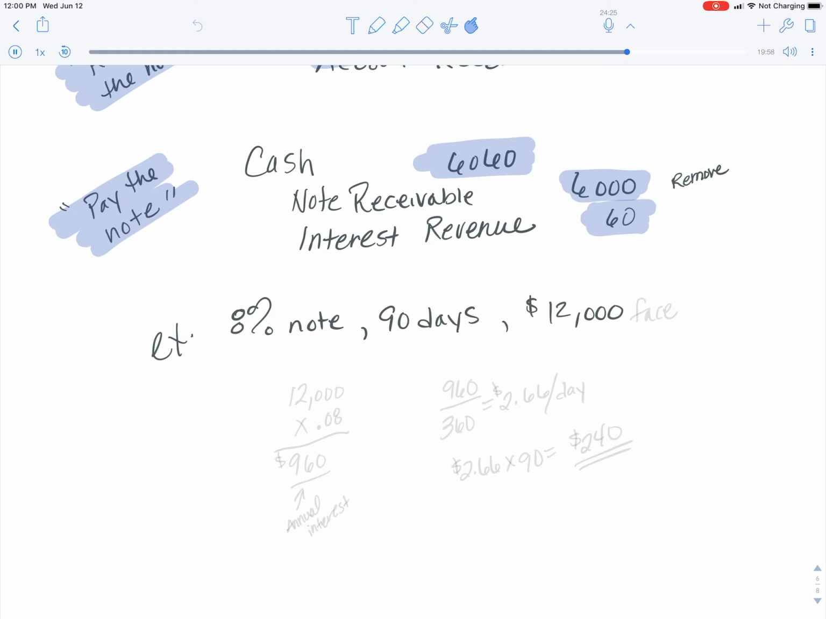Let's do another example of calculating interest. So we have an 8% note, 90-day term, $12,000 face amount. So what is the interest on this note? Let's do this another way. So let's say $12,000 times 8%. That's going to be $960. Well, that's the annual interest. We don't want to know the annual interest. We want to know 90 days worth of interest. So you would take your 960, divide it by 360 to get your daily amount. So that's $2.66 per day. And then you multiply your daily amount times the number of days. So 90 days, that's $240 on this note.